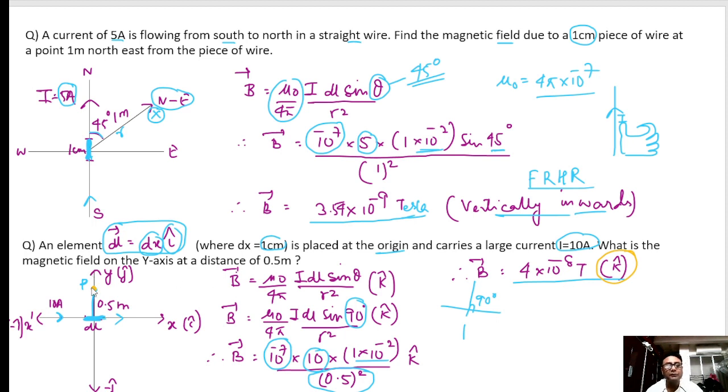That means the magnetic field will be along the z-axis, that means along K. Okay, this is the z-axis. Next, let us see.